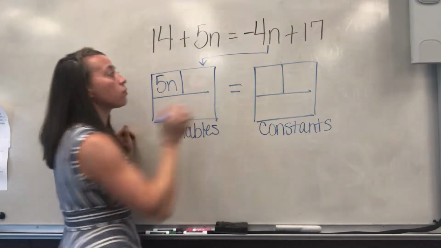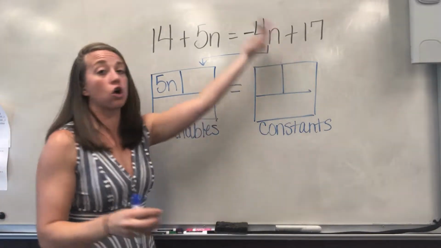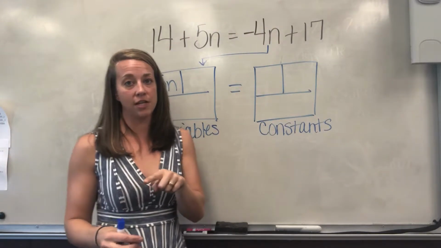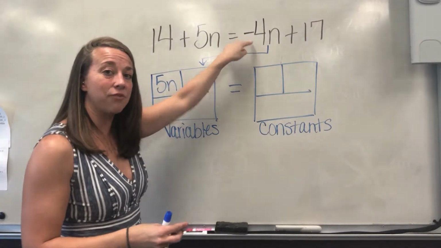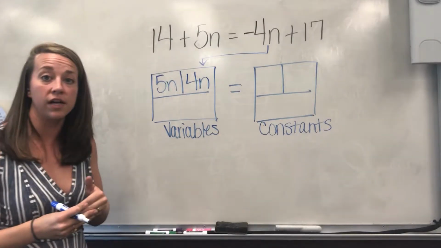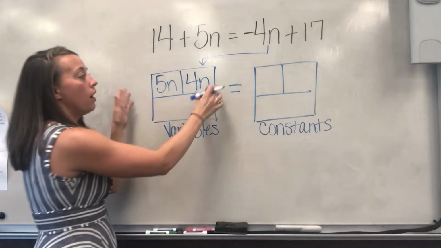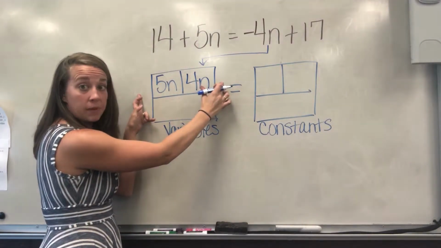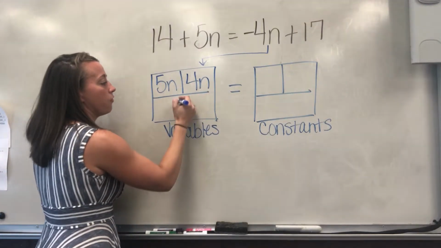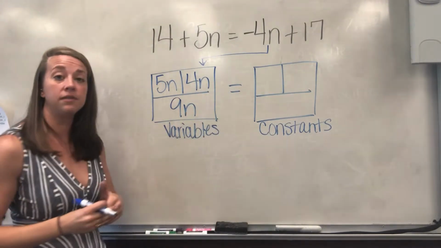And our one rule to the box method is that if you're crossing over to the other side of the equal sign, the sign must change. Because this is a negative 4n and I'm crossing over, it's going to become a positive 4n. Okay? I'm going to take my top 2 boxes because they should be like terms at this point, and I'm going to combine them. 5n and 4n make 9n.